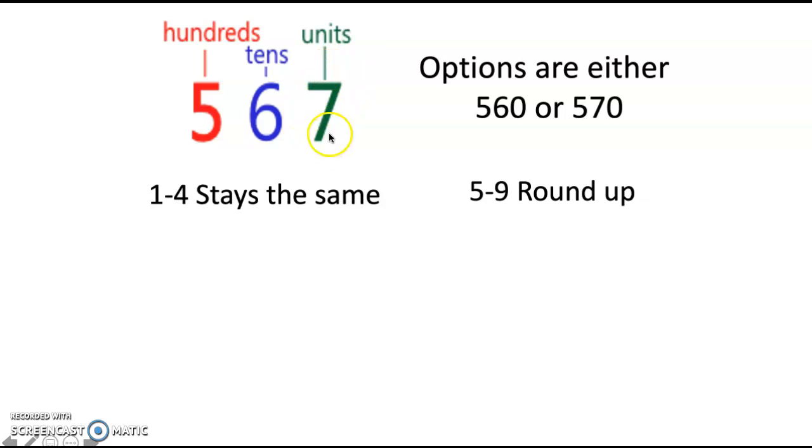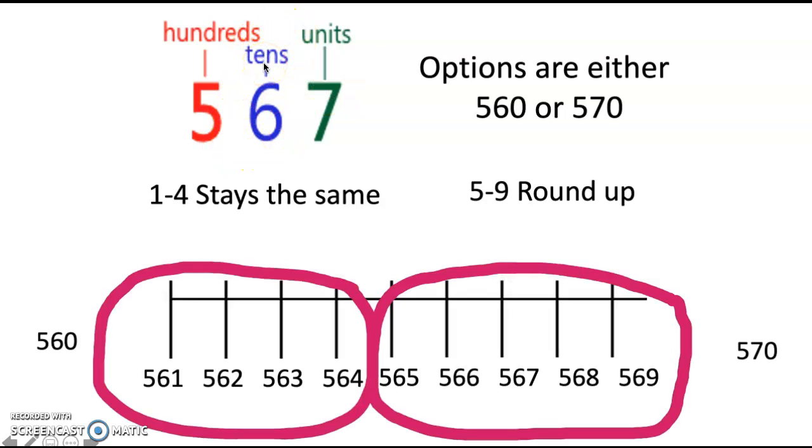If the units column is a 1, 2, 3, or 4, so 1 to 4, the tens column stays the same. If the units column contains a number that's 5, 6, 7, 8, or 9, then we're going to round the tens column up.